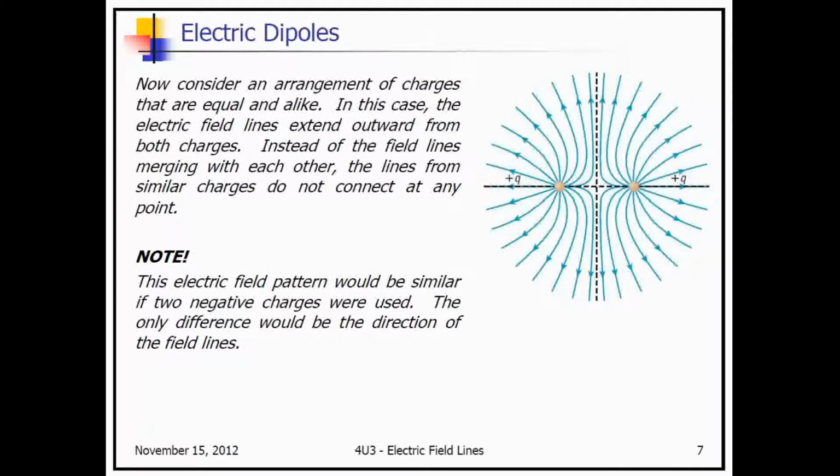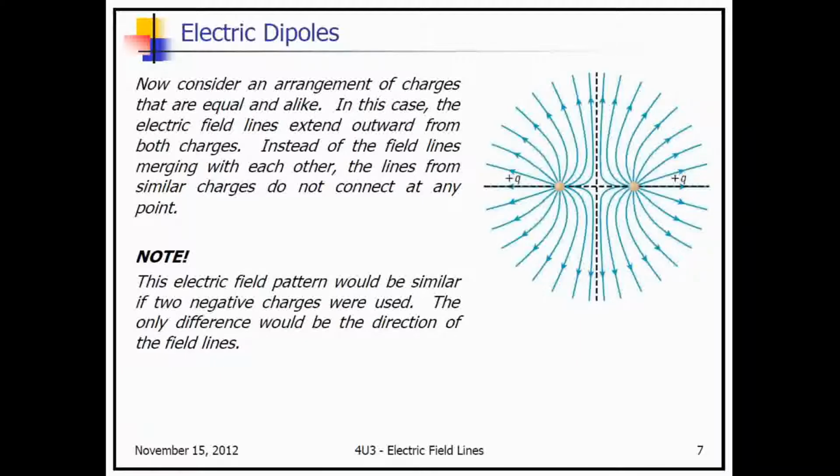Now the two like charges arrangement would be shown like this. For positive charges, the lines usually radiate out, and in this case the lines would be radiating out. Negative charges would be the same. If it was two negative charges, it would look the same, except that the arrows would be pointing the opposite way.